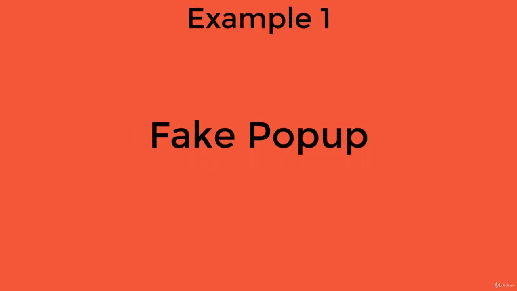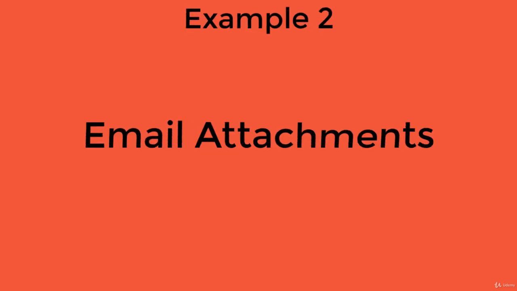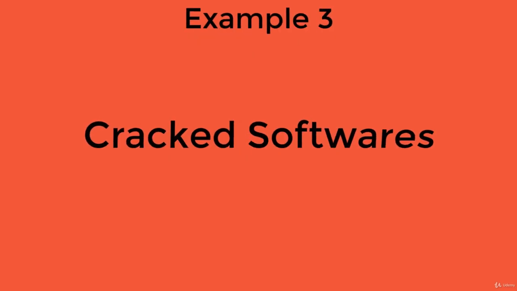So the first example is if a user sees a fake pop-up. In that case, the replicator might be the file that is downloaded once the user clicks on the pop-up. Let's take another example. If someone receives an email attachment, which can be a genuine email attachment, and it can be an Excel file, the replicator in this case might be the macros attached to the Excel sheet.